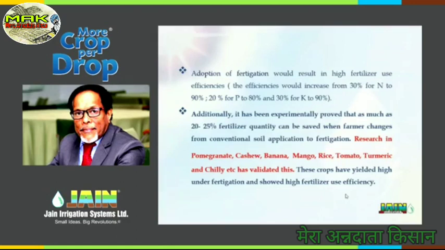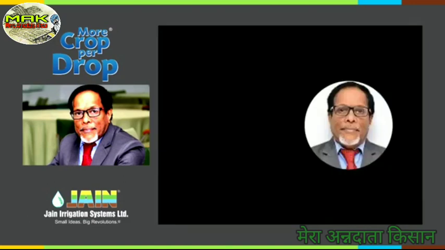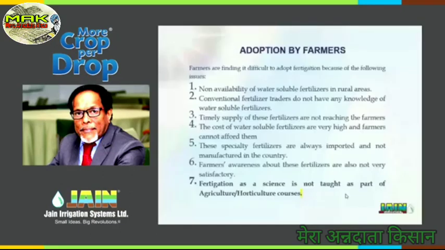So that's why I'm just summarizing it. High yield, lower fertilizer use, and high fertilizer efficiency. That's the key. Now, coming to the reality, from playing around with the science a bit. The reality: farmers are finding it difficult to adopt fertigation, and it's my own observation.